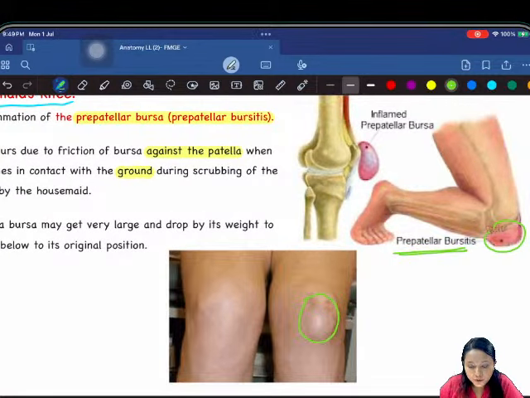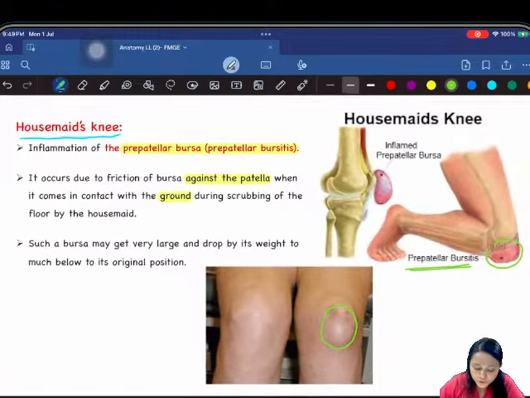ठीक है, तो अगर वो गिव यू एन ऑप्शन like housemaid's knee is which of the following, the bursitis of which of the following, so they will give you all the options like prepatellar, suprapatellar, infrapatellar. तो तुम लोग को सोचना है कि maid when they wipe the floor, they will bend down and their knee will touch the ground. So पेटेला के आगे जो बर्सा है, that is the most common bursa which is going to get rubbed against the floor. So that is known as prepatellar bursitis or housemaid's knee.